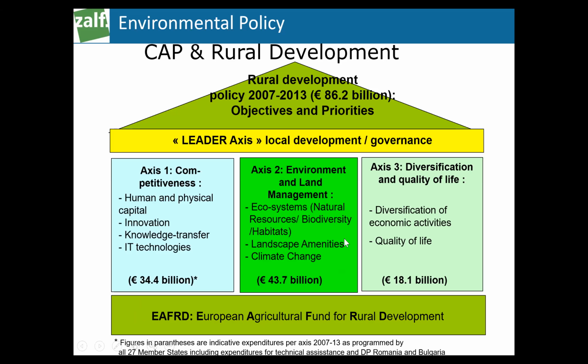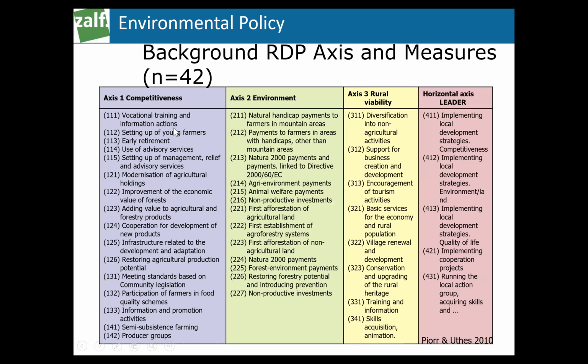If we go now to the different measures, you see now that in each of those measures, and just to have an idea of how these environmental programs look like, in the first axis, we have here modernization of agriculture holdings. I give you some examples. Infrastructure related to the development and adaptation, restoring agriculture production potential, then information and promotion activities, and so on. These are more the competitiveness, what I said.